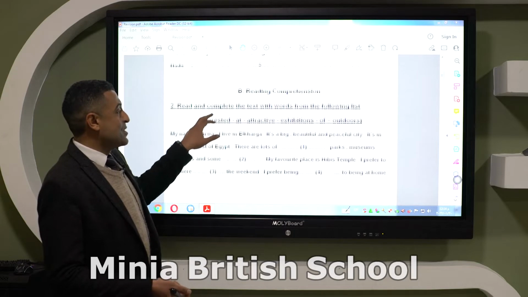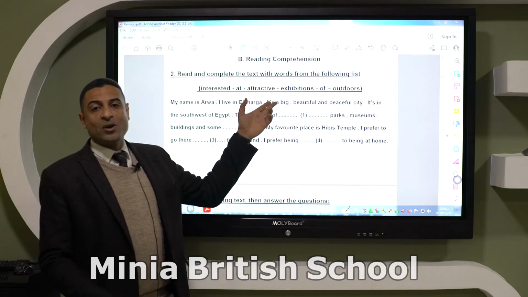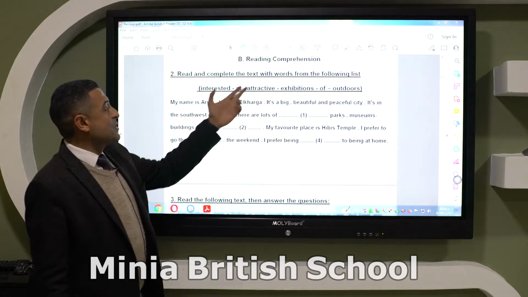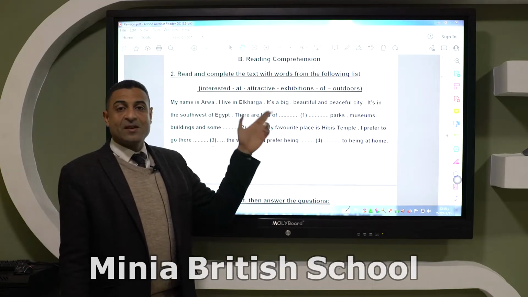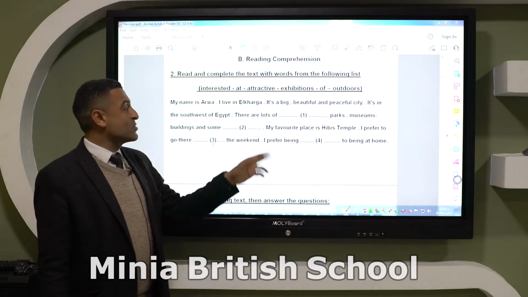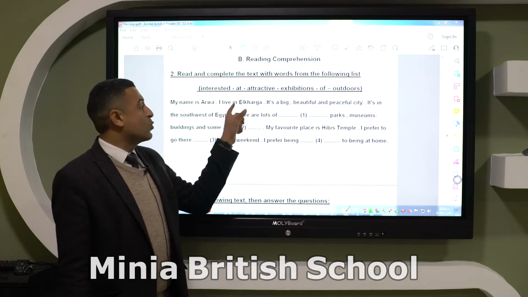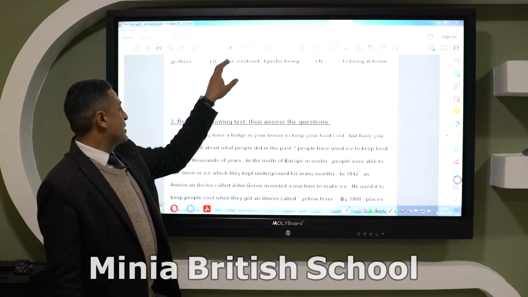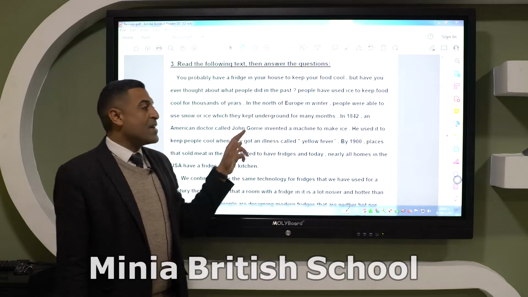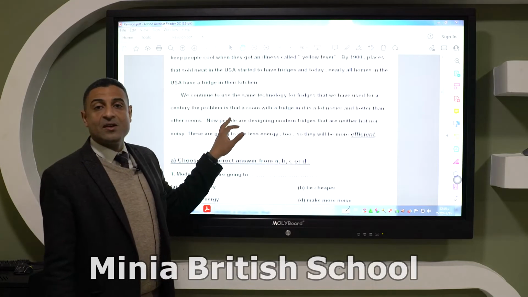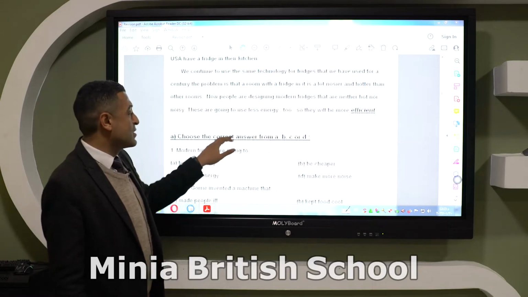And the second question is to read and complete the text from the given words. You have some given words here. There are 6 given words and 4 missing spaces, and you must complete these spaces using the given words on the top. And the third question is to read a text, and then you have some questions related to the text and you can answer them using the ideas in the text.